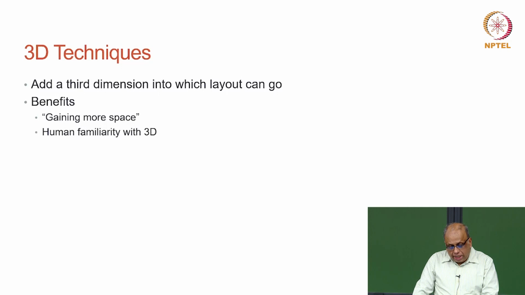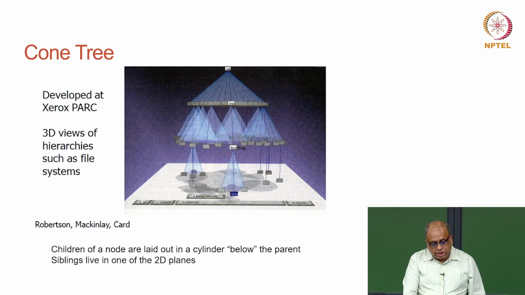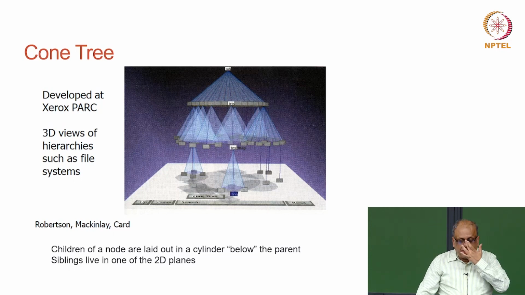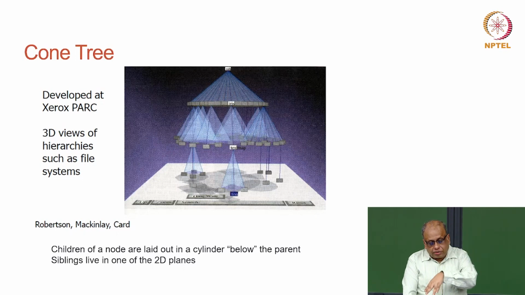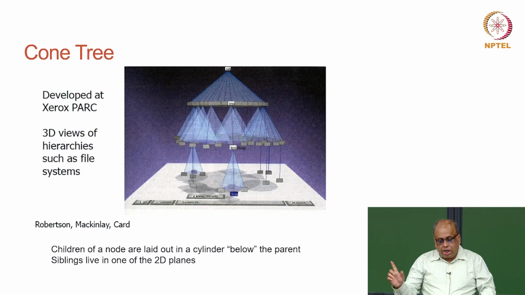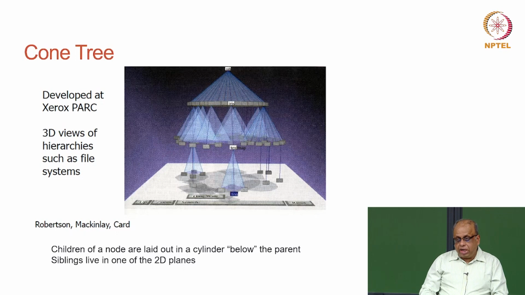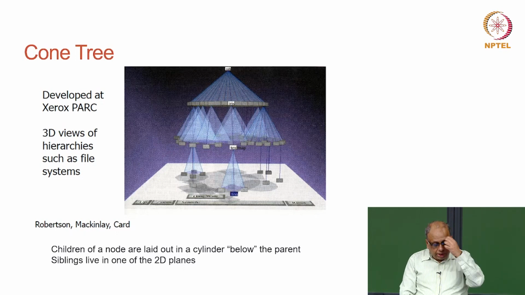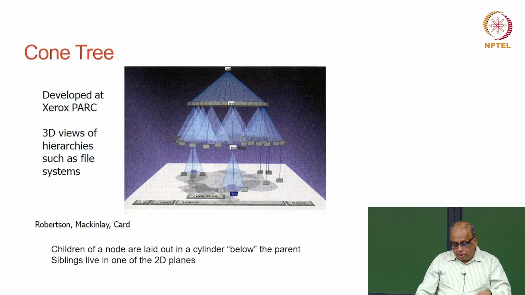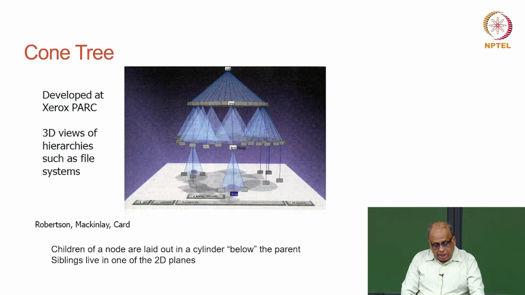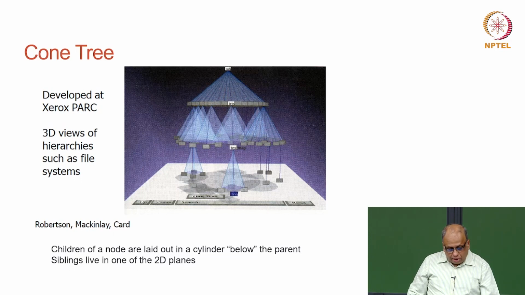So you can also add a third dimension into which the layout can go. The benefit of that is that you can gain more space. This is called the cone tree. Here the children are not laid out in a two-dimensional triangle structure, but in a three-dimensional cone kind of structure. Therefore you are utilizing the space more efficiently. You are using the third dimension, and the children of a node are laid out in a cylinder below the parent, and siblings live in one of the 2D planes.